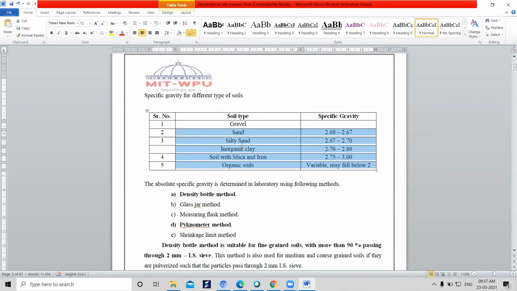No issues with it. These are homogeneous soil samples where we state that silty sand has this much. Soil with mica and iron-rich content has more weight. That is it. Now please understand: look here, gravel is bigger. Do you agree with me? Right? Sand is smaller than that, and silty clay particles are smaller than that.